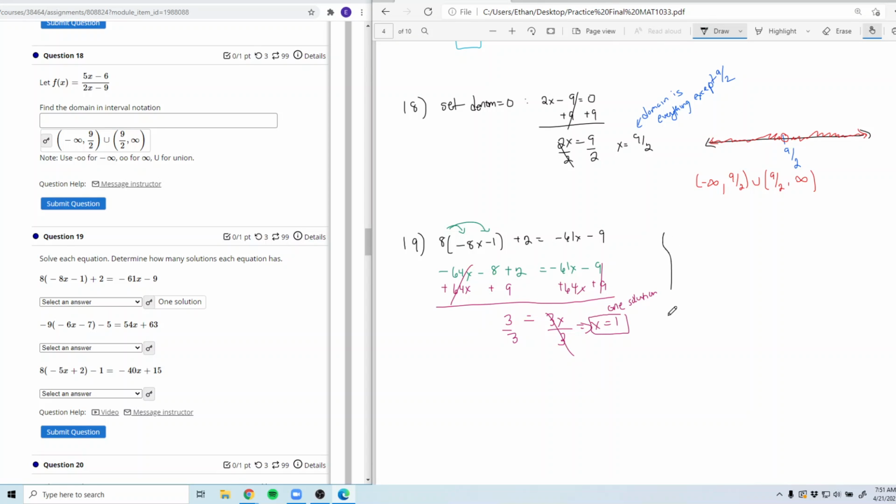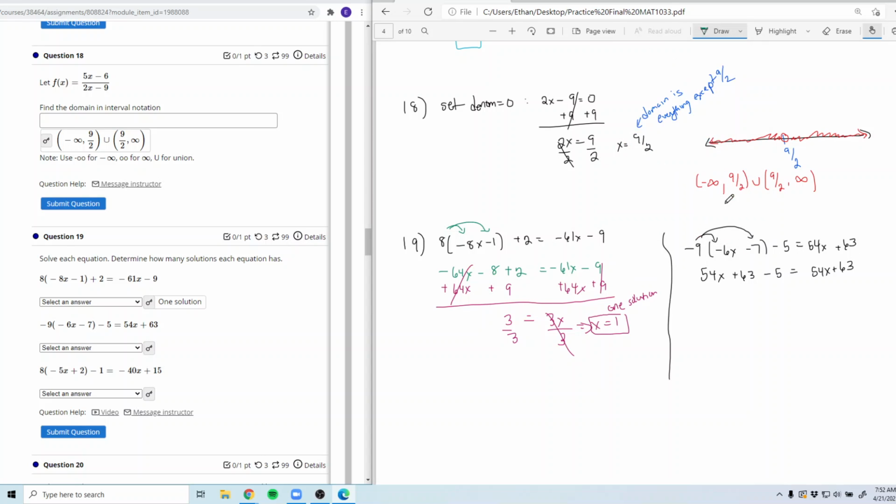Now, what about the second one? Let's go ahead and do that. We got negative 9 parentheses negative 6x minus 7 minus 5 equals 54x plus 63. Distribute the negative 9 through. We're pretty much going to do the same exact steps. We have negative 9 times negative 6 is positive 54, 54x. And then negative 9 times negative 7 is positive 63. Then we have this minus 5 equals 54x plus 63.